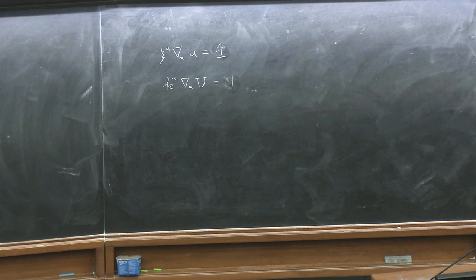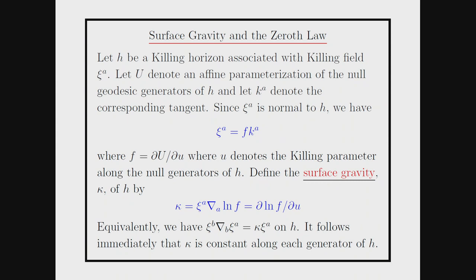Well, both of these, both the affinely parametrized null geodesic tangent and the Killing field, are tangent to the same null geodesic, so they're proportional to each other by some function of proportionality on the horizon. The surface gravity is defined, as I've written it here, as the derivative of the log of this proportionality function with respect to the Killing parameter. A better way of thinking about it is that the surface gravity is telling you how non-affinely parametrized the null geodesics parameterized by Killing parameter are.